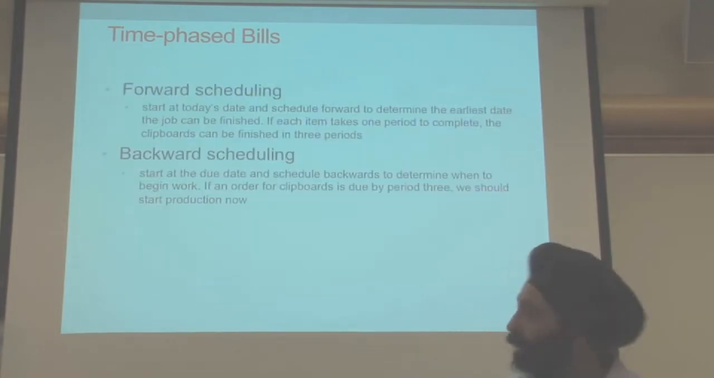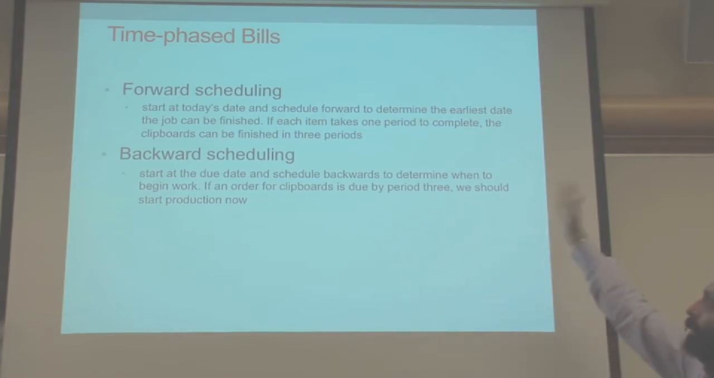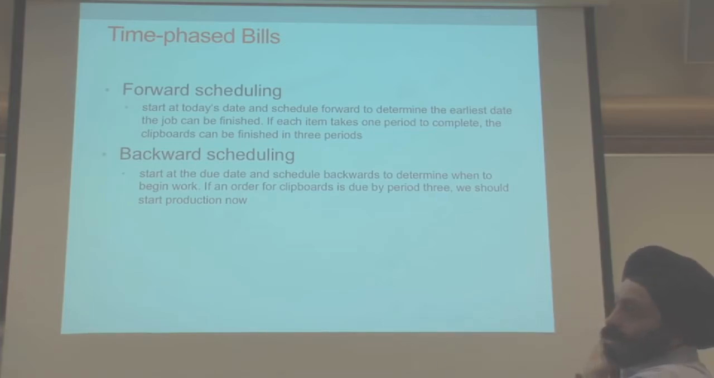In this case, forward scheduling is start at today's day and schedule forward to determine the earliest date the job can be finished. And if each item takes 1 period to complete, the clipboard can be finished in 3 periods as an example. Whereas backward scheduling is start at the due date and work your way backwards.